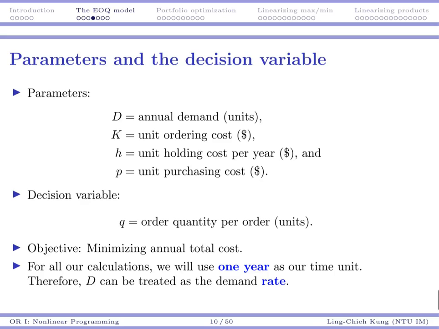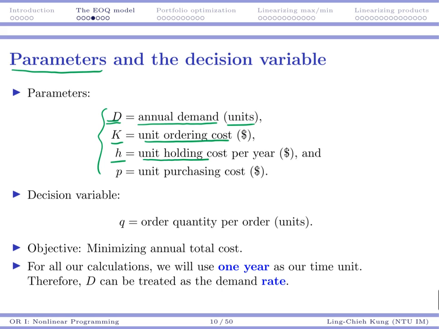Okay, so now let's formulate this problem. So again, we need to list our parameters. Let's use these notations. Capital D is our annual demand measured as units, for example, 500 per unit per year. K is the unit ordering cost, for example, $5 per unit.